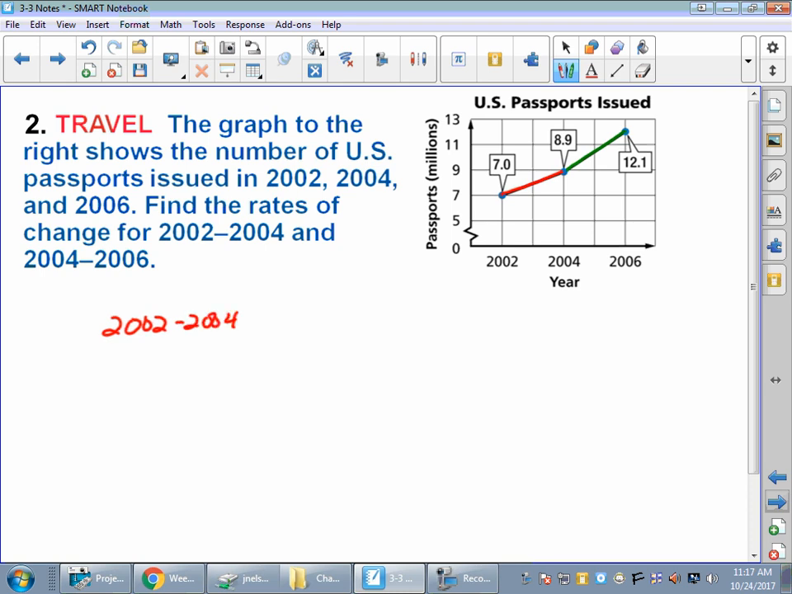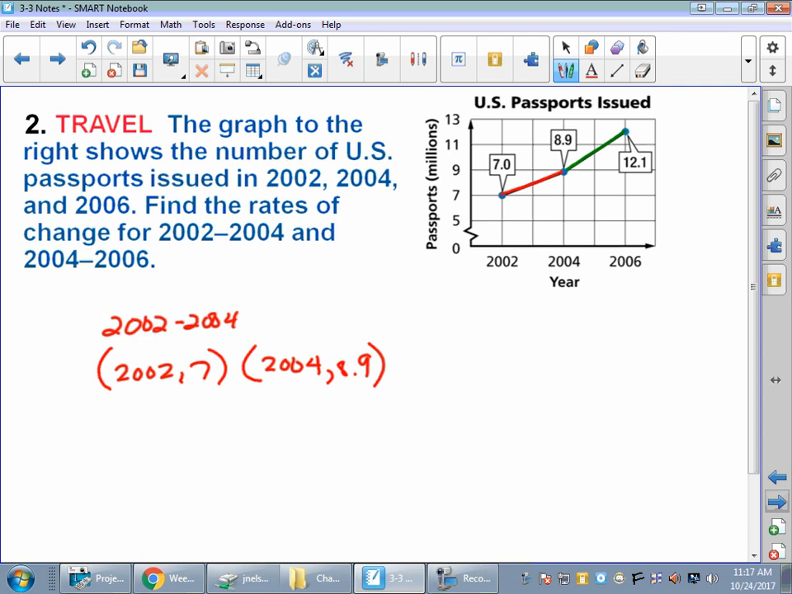So I'm going to put that in red because I highlighted that in red. So if I look at that, I need some ordered pairs. And so my ordered pairs would be my time, 2002 with 7 was my first ordered pair, and then 2004 and 8.9. Now I wrote them as ordered pairs. We could also put them in a table of values like we had in the last example.